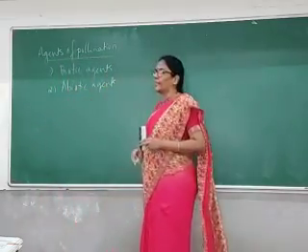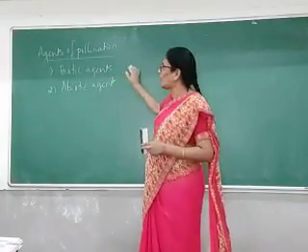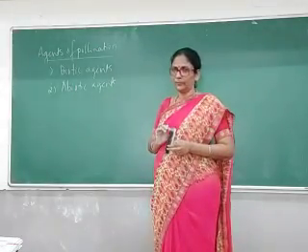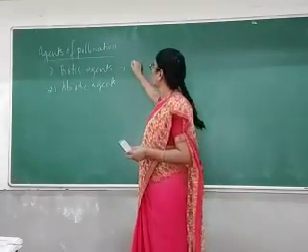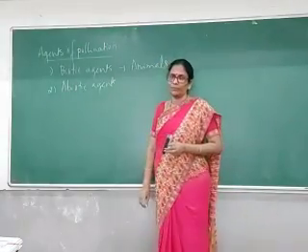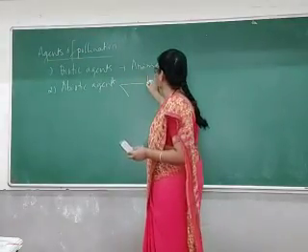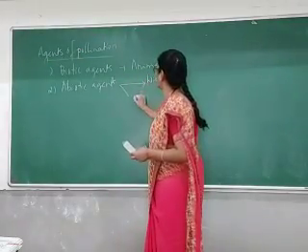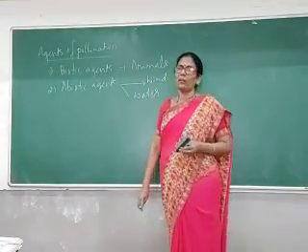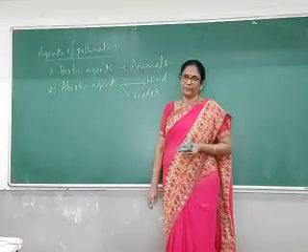In pollinators or agents of pollination, again there are two types: biotic agents and abiotic agents. Biotic agents are most animals; insects come in this group. In abiotic agents again there are two types: one is wind and the other is water. Wind and water are the abiotic agents that help the pollination.